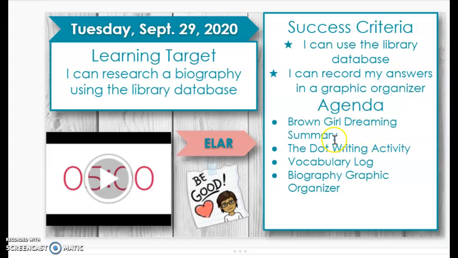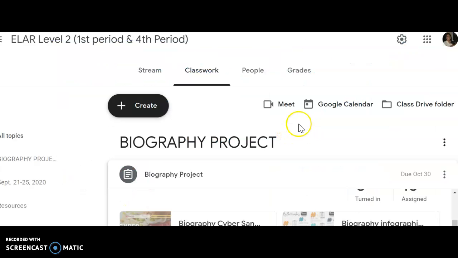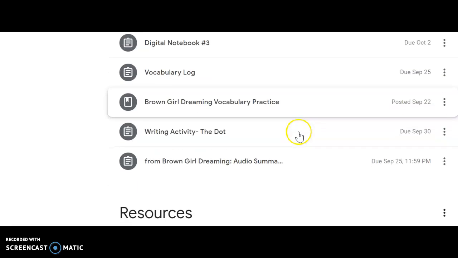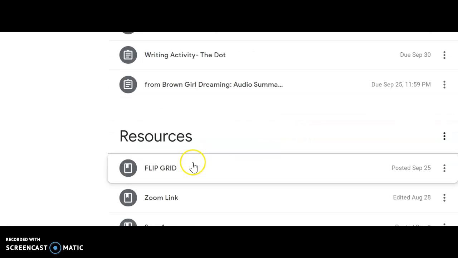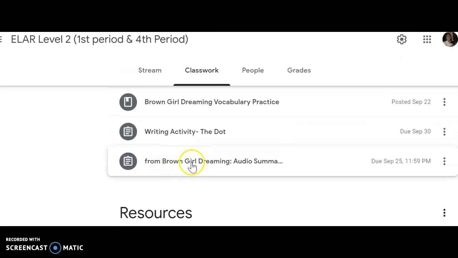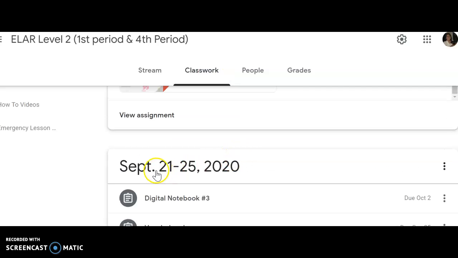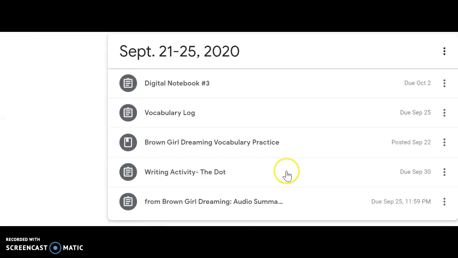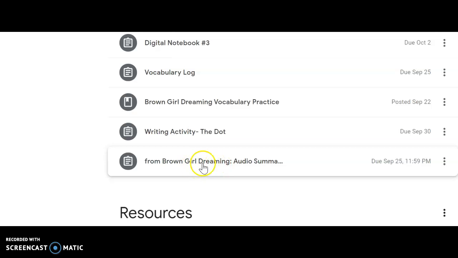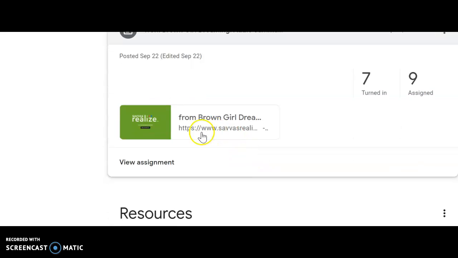Our agenda for today is to complete the Brown Girl Dreaming summary, the dot writing activity, the vocabulary log, and then the biography graphic organizer. Okay, the first thing that you need to do is make sure that you finished your Brown Girl Dreaming audio summary. So under classwork, September 21st through 25th, you need to click on Brown Girl Dreaming audio summary, and you need to listen, escuchar, the Brown Girl Dreaming audio summary.